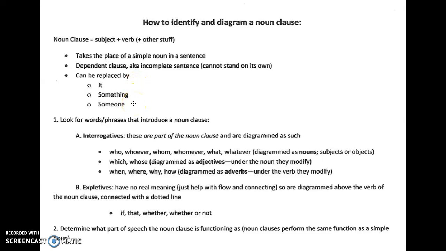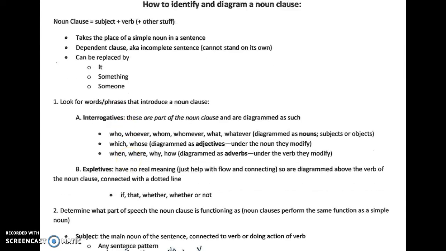Something that's helpful when you're identifying and diagramming noun clauses is to remember that they can be replaced by these simple nouns: it, something, and someone. And that helps reduce the complexity, and you can figure out what's going on and then put the clause back in.